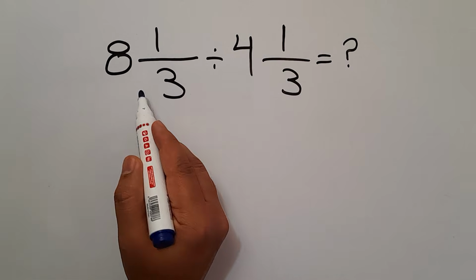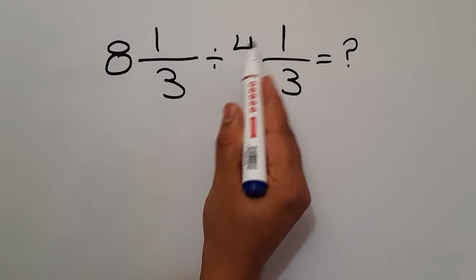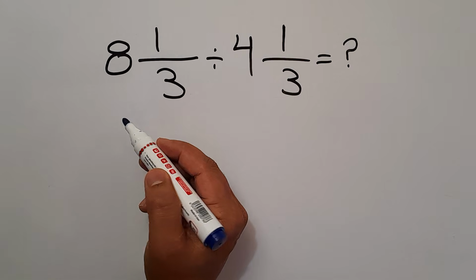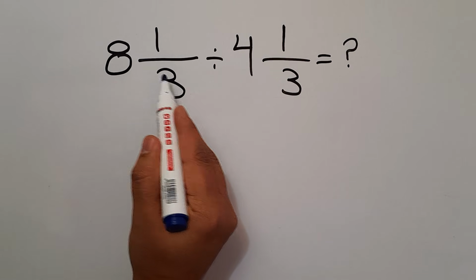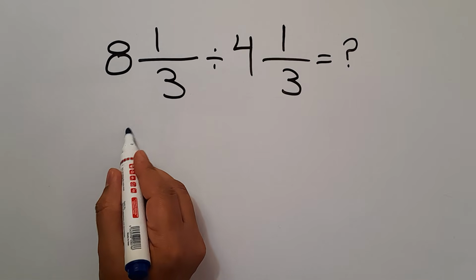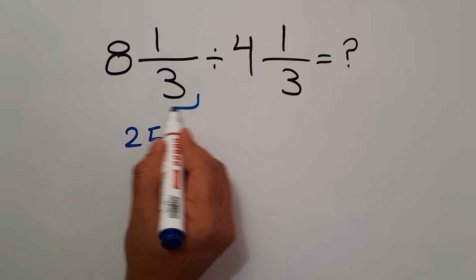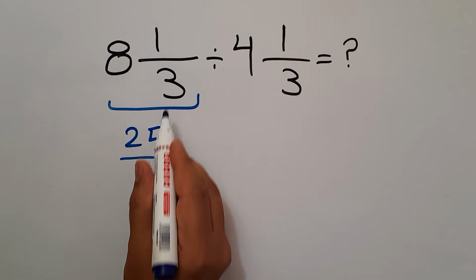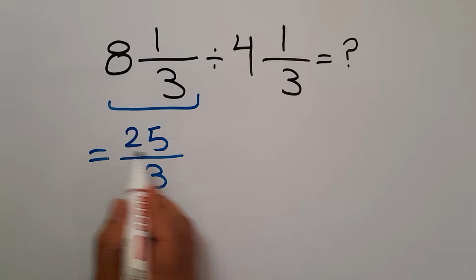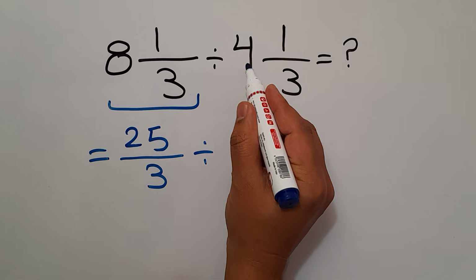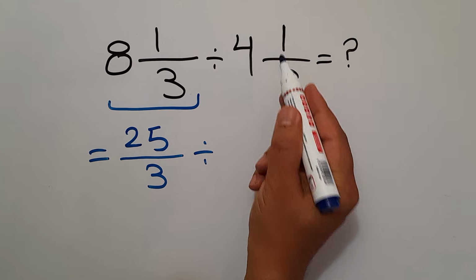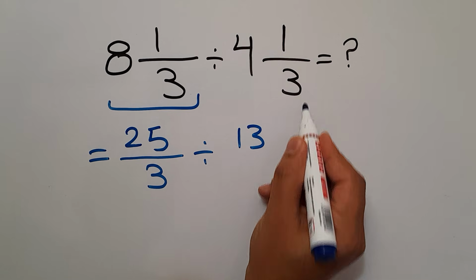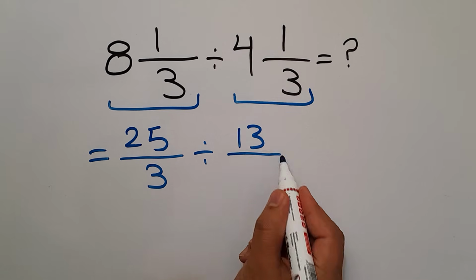First, let's convert these mixed numbers to improper fractions. 8 times 3 gives us 24, and 24 plus 1 equals 25. So 25 over 3, divided by 4 times 3 gives us 12, and 12 plus 1 equals 13. So 13 over 3.